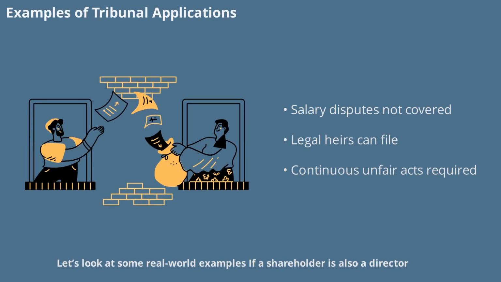Let's look at some real-world examples. If a shareholder is also a director, they can't claim compensation for salary differences through the tribunal. Failure to declare dividend is not oppression unless it's part of a larger pattern.